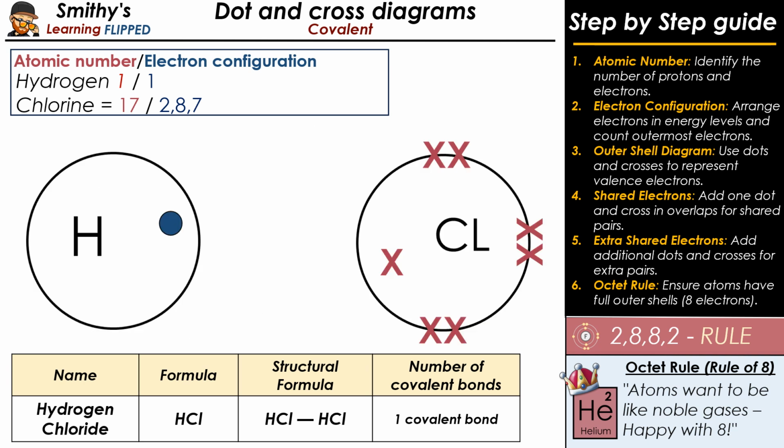Okay, so here's the answer from the previous problem. We have 1 electron in the outer shell of the hydrogen, it's represented here. We have 7 electrons in the outer shell of the chlorine, represented here. If I look at my information at the bottom, it's saying HCl should have 1 covalent bond. Okay, so there should be only 1 dot and cross in the middle.